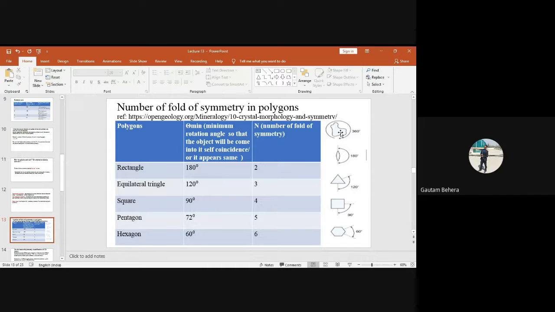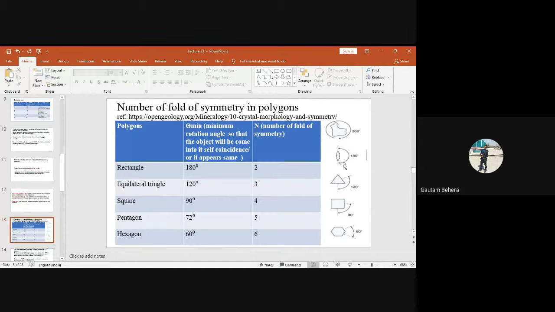If I rotate it by 180 degrees, can I reproduce the same structure? No, sir. If I rotate it by, suppose, 60 degrees, again the answer is no. So anyhow you have to rotate it by 360 degrees. As I told in the previous lecture, any object from nature has a one-fold symmetry axis, but we will not consider that as a symmetrical object.